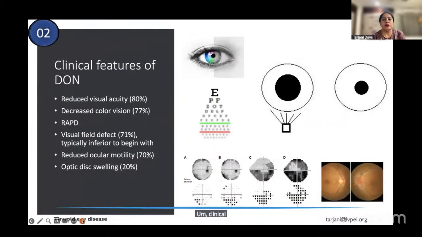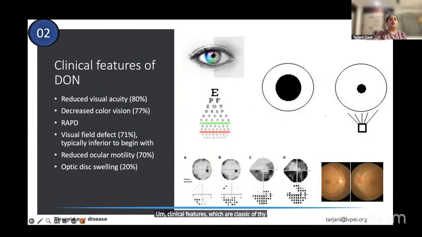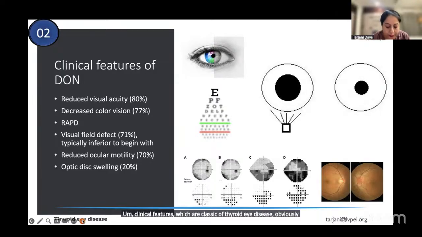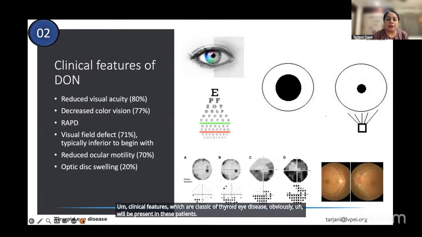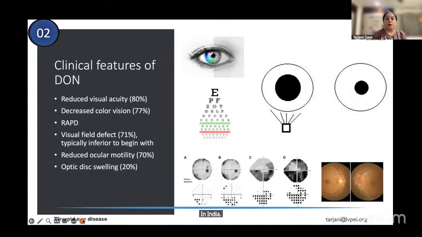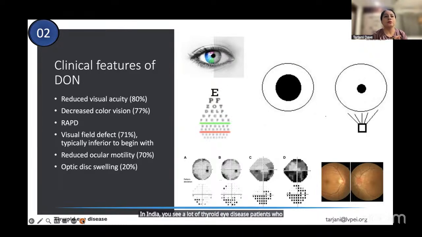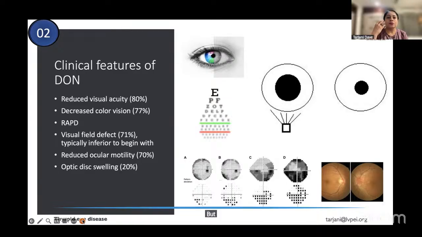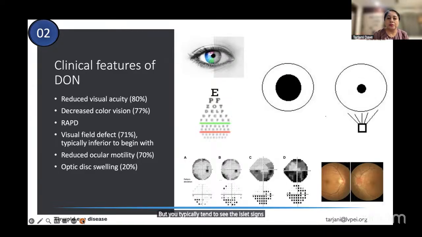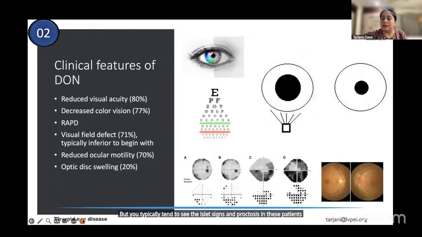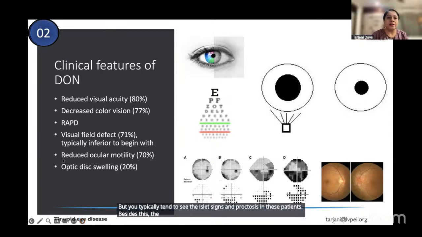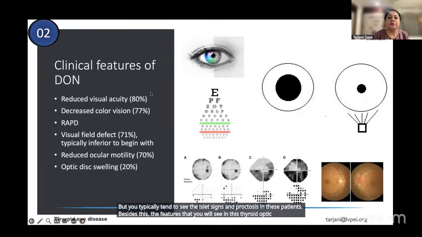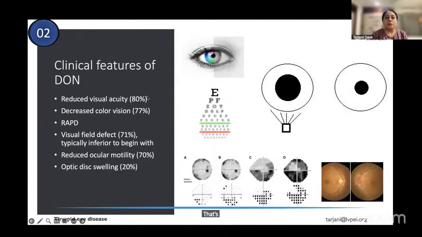Clinical features which are classic of thyroid eye disease obviously will be present in these patients. In India, you see a lot of thyroid eye disease patients who otherwise don't have the classic inflammation and are called the silent thyroid eye disease patients, but you typically tend to see the eyelid signs and proptosis in these patients. Besides this, the features that you will see in dysthyroid optic neuropathy would be vision. That's the most important thing.